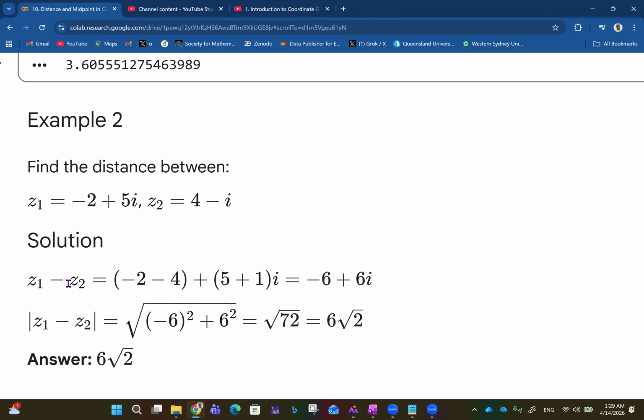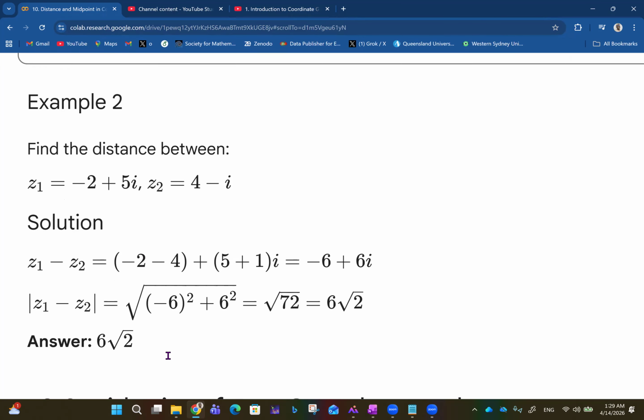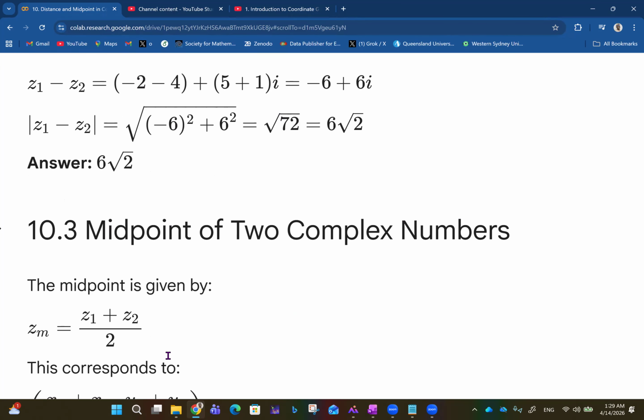So the solution: Z1 minus Z2 equals minus 2 minus 4 plus 5 plus 1i, which is minus 6 plus 6i. So the absolute value of Z1 minus Z2 is minus 2 minus 4, that's minus 6 squared, plus 6 squared. That's the square root of 36 plus 36, which is the square root of 72. That is 6 root 2. And the answer is 6 root 2 for the distance between Z1 and Z2.